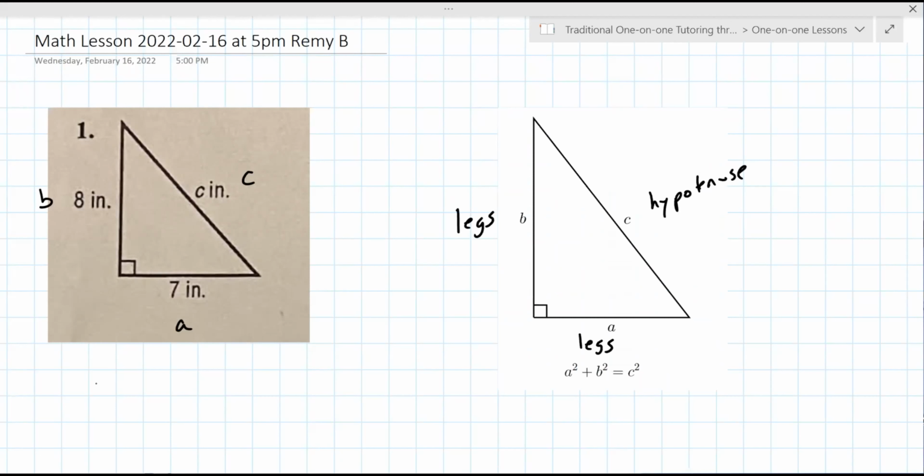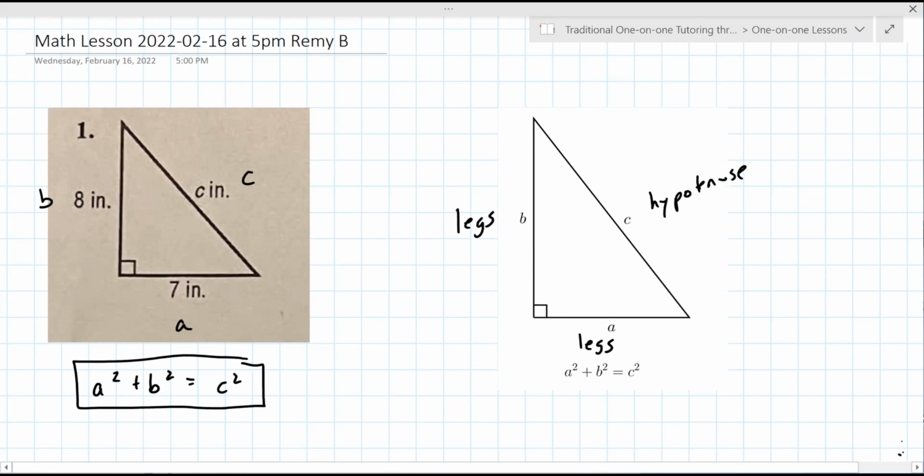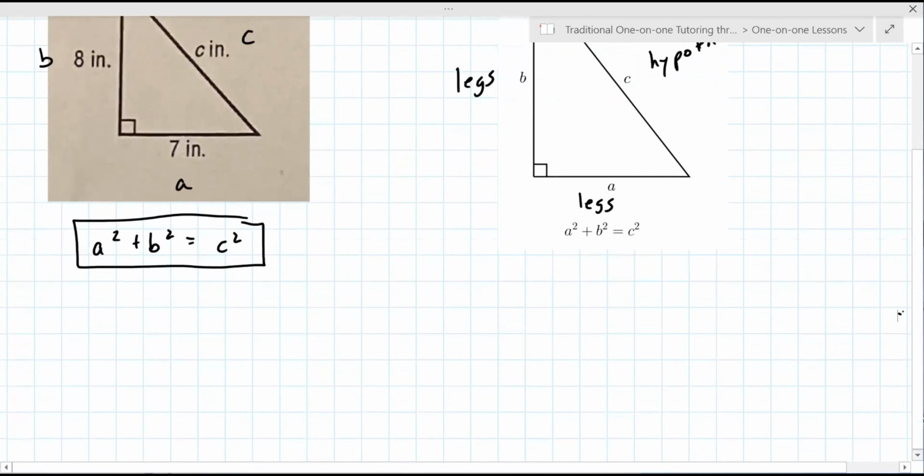So you write A squared plus B squared equals C squared. Like you have to get that down. You have to roll out of bed and be like, oh yeah, A squared plus B squared equals C squared. So A is 7 squared, plus B, 8 squared equals C squared.